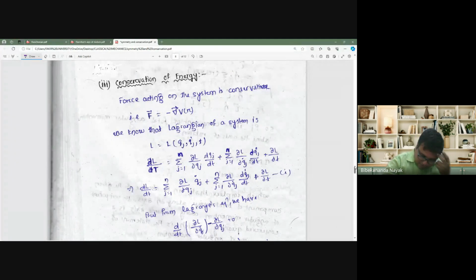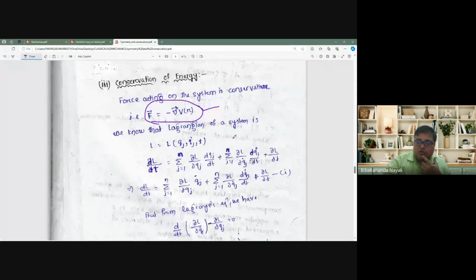For conservation of energy, the condition is that the force should be a conservative force, a force derived from a potential, and the potential is a function of position components only. That is, F is equal to negative gradient of potential, minus del V, for a conservative force. Now for this Lagrangian, we know that Lagrangian is a function of qj, qj dot, and t. So for now take del L by del t.